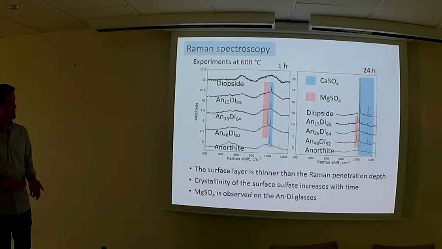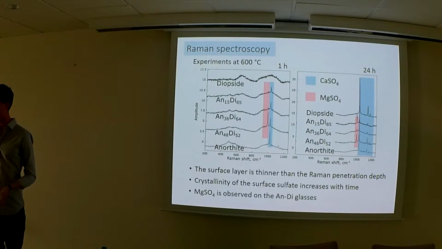So what are the materials that form on these simple anorthite-diopside systems? You can always see these big humps. These are Raman spectra of experiments at 600 degrees for 1 hour and 24 hours. In almost all experiments, you can see these big humps, which are the broad bands of the silicate glass.